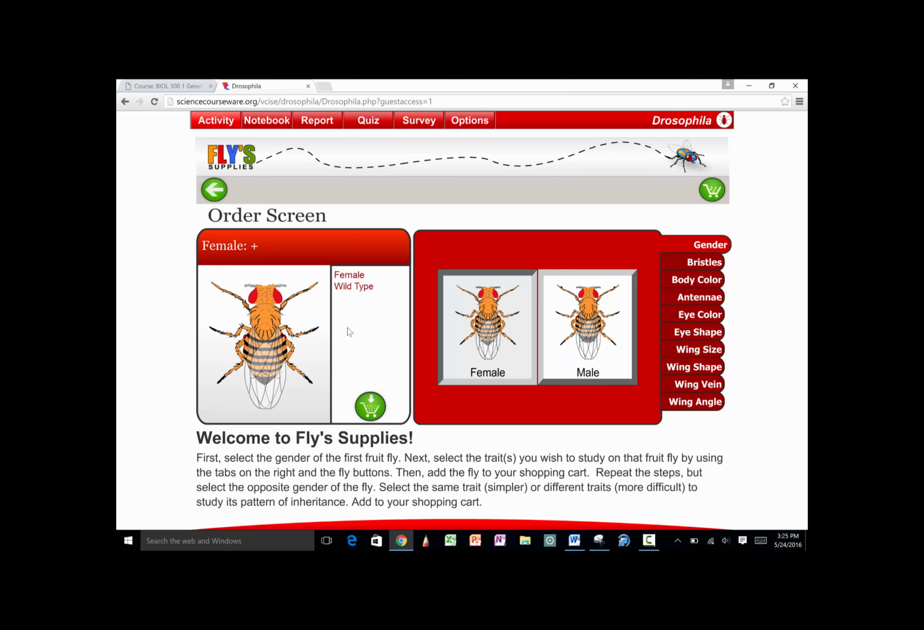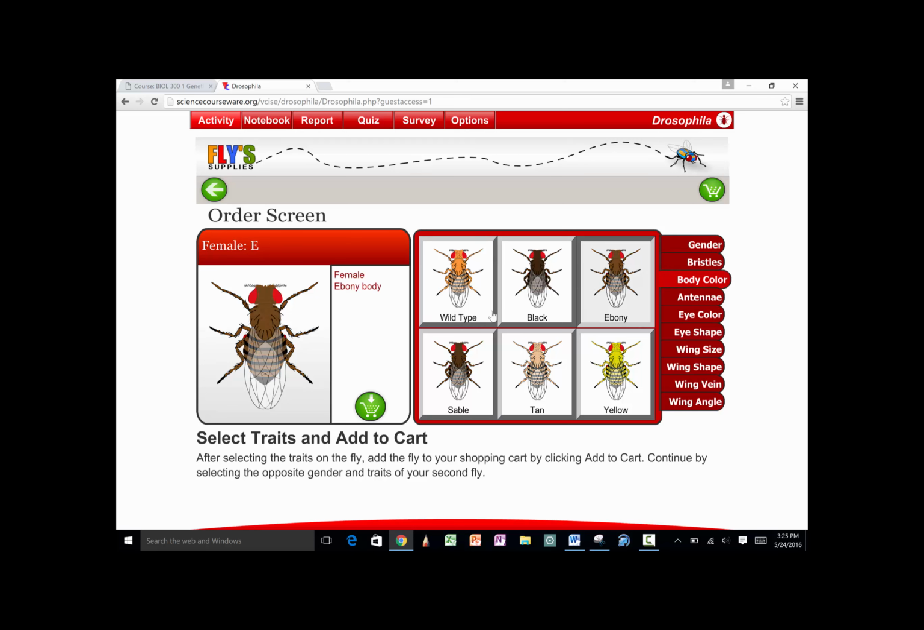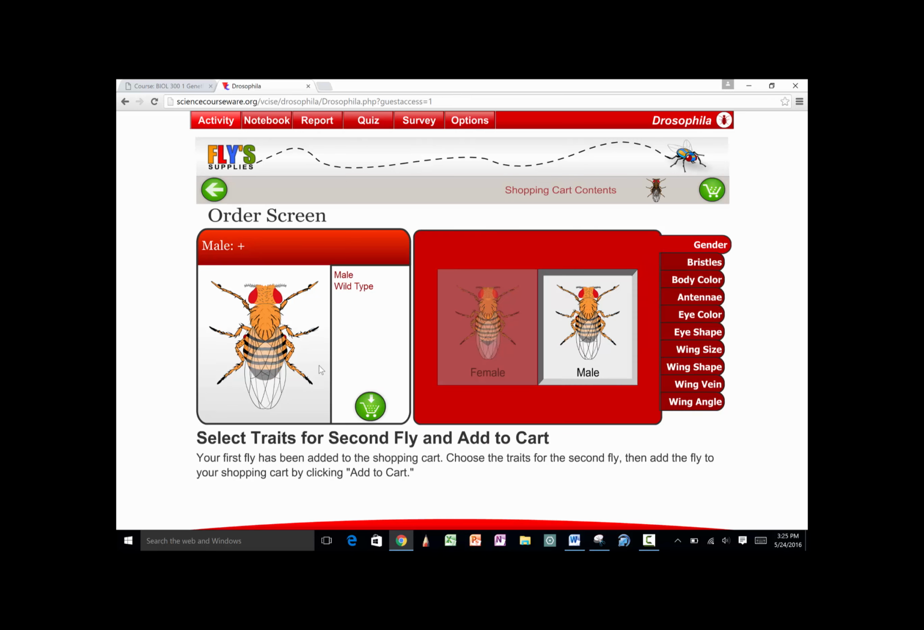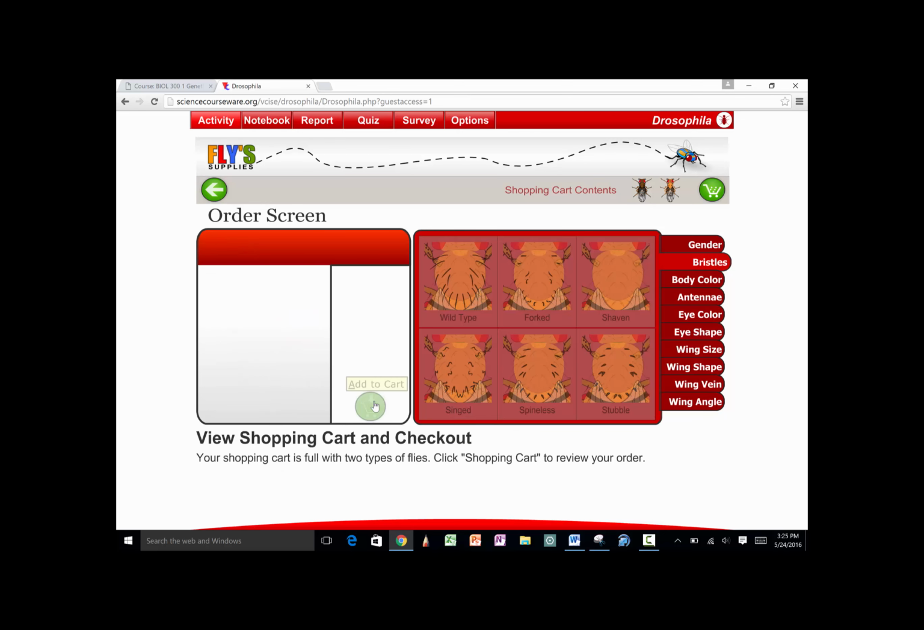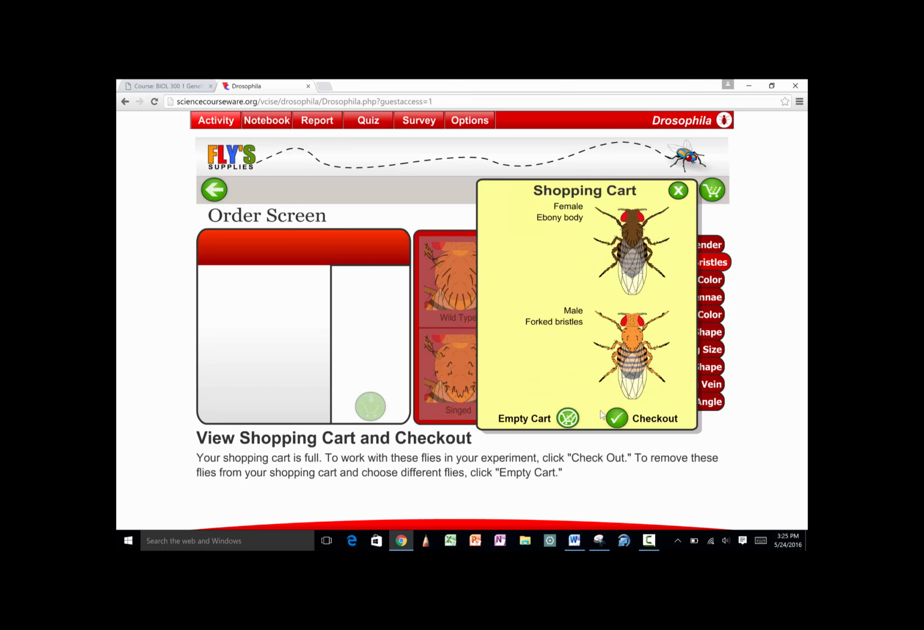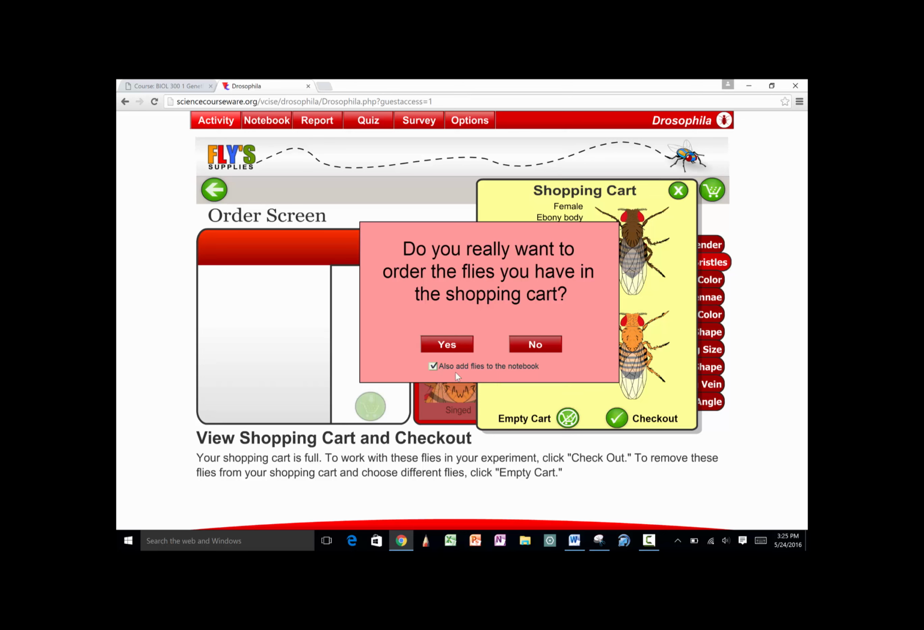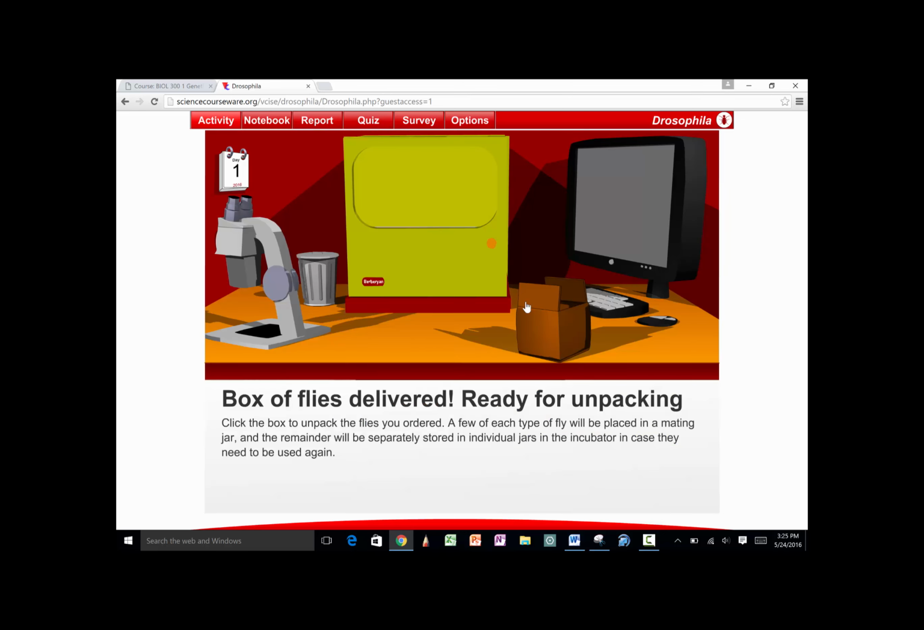So let's make our female. Well, we can do it in a couple ways. All right, we'll make our female ebony. We'll make our male forked. Now we know that forked is sex linked, and we know that ebony is autosomal, so we know what to expect. Send them to the cart. Check out.